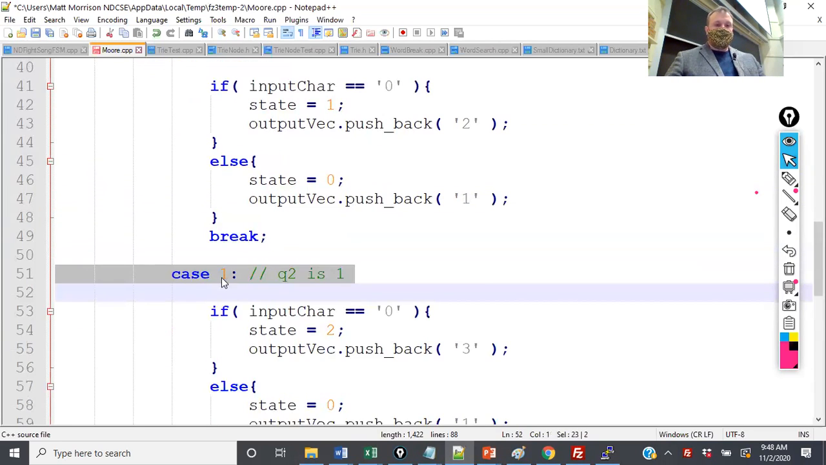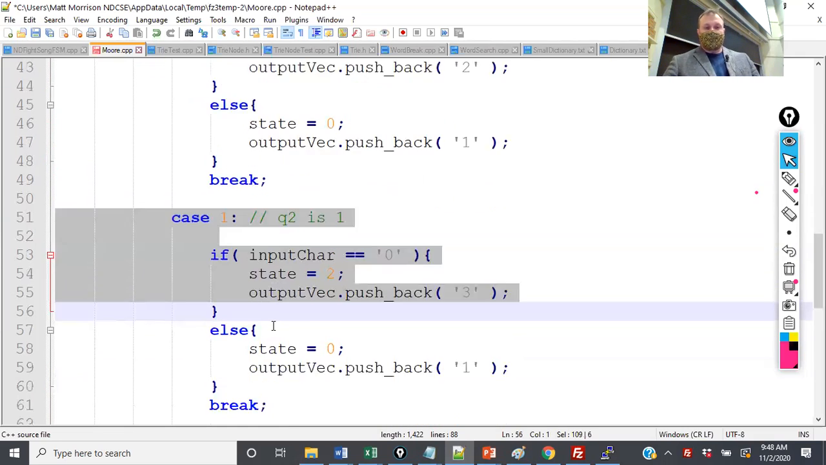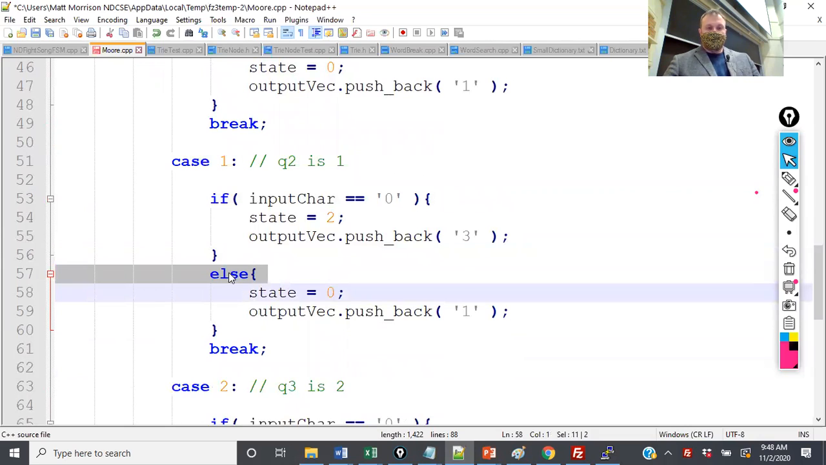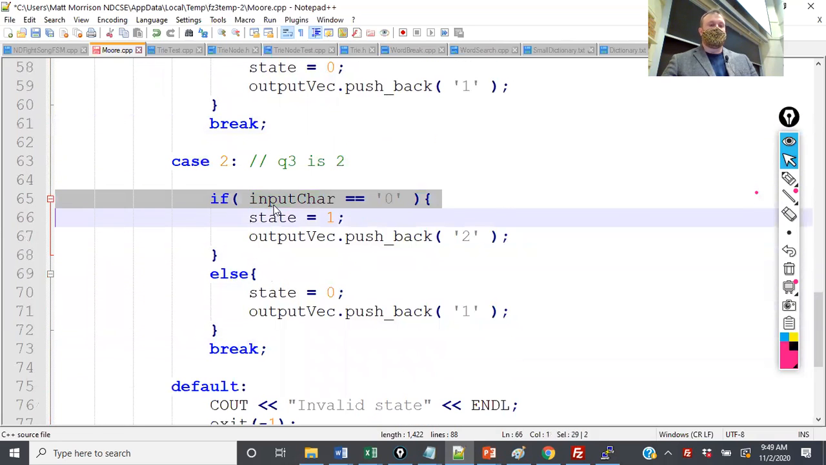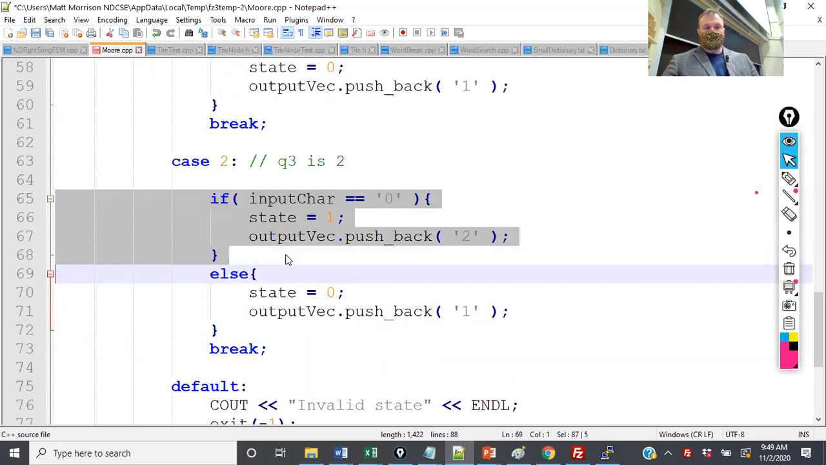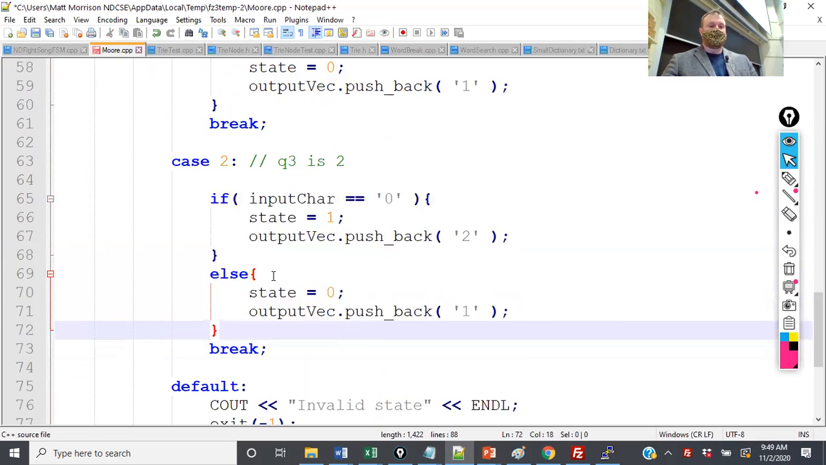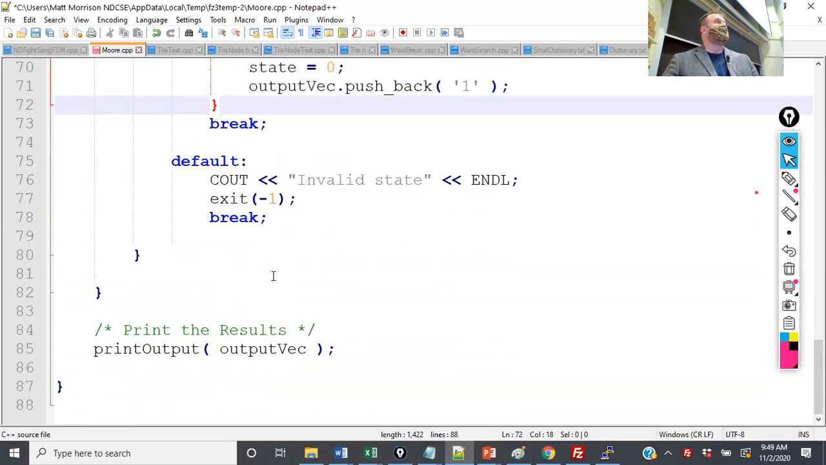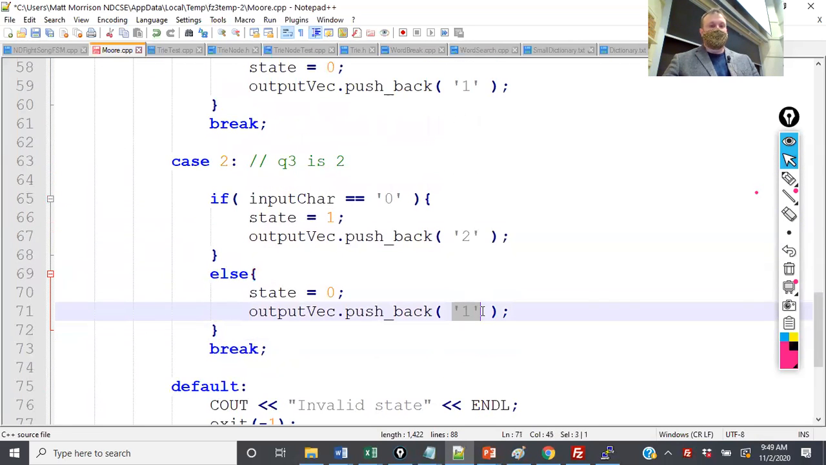Case 1, Q2 is 1. So if it's 0, I go to state 2 and I'll push back 3. And otherwise state 0, I'll push back 1. And then the other case is just the arrows as well, pushing back 2 if the input is 0, and if it's 1, we'll push back 1, like so. Yes? Those are the specific states Q1, Q2, and Q3.